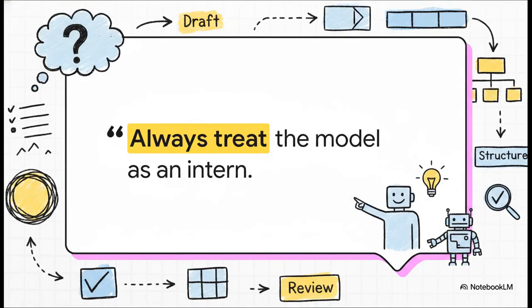Because of these blind spots, AI expert Andrej Karpathy suggests a really brilliant mental framework. He says, always treat the model as an intern. Think about it. You would never hand a critical, highly complex task to a brand new intern and just expect flawless, unguided brilliance without checking their work, right? You've got to guide them, structure the task, and verify.